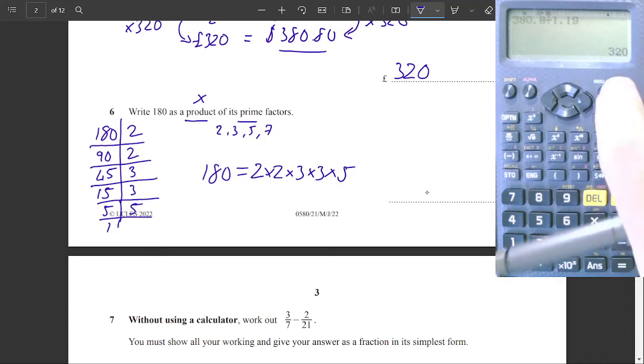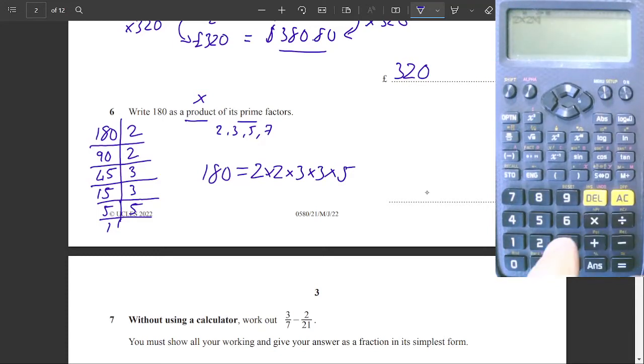Do check your answer, yeah? Let's check that. 2 times 2 times 3 times 3 times 5 equals, yeah, that is correct. Okay, we can write it like it is there. But if you write it in index form, of course, that's also correct. So 2 squared times 3 squared times 5. Both of these are correct. They didn't say write it in index form, so you can write it either this way or that way. Of course, you get a mark for showing your factor tree.